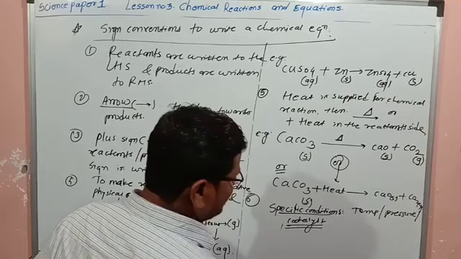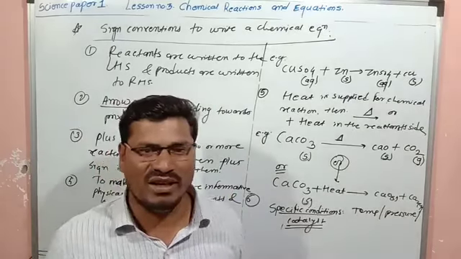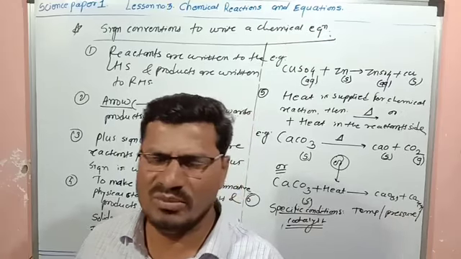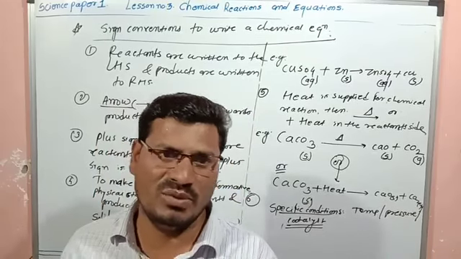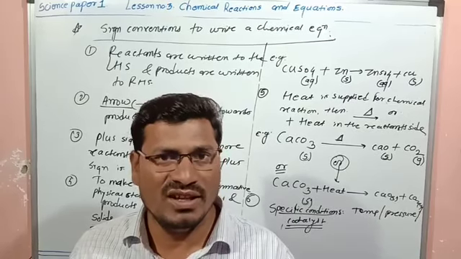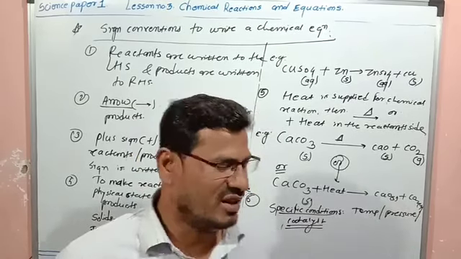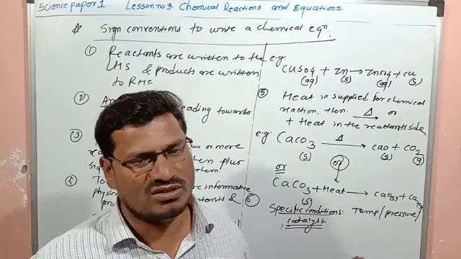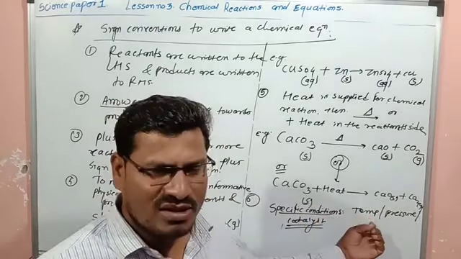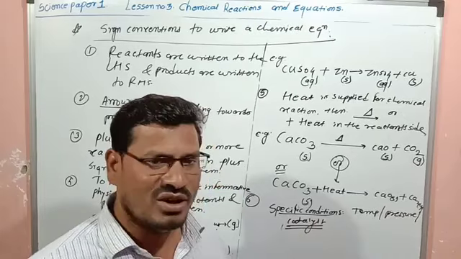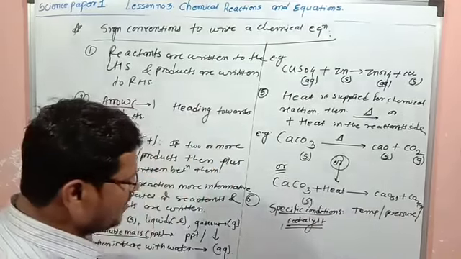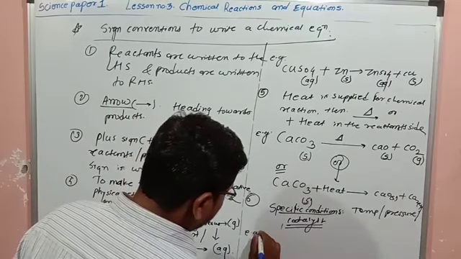We have studied catalyst before. What do you mean by catalyst? It is the chemical substance which does not take part in the chemical reaction but increases the rate of the reaction, the speed of the reaction, so it is called a catalyst. So the specific condition, either temperature, pressure or catalyst, you have to write below or above the arrow. We are going to take an example for that.